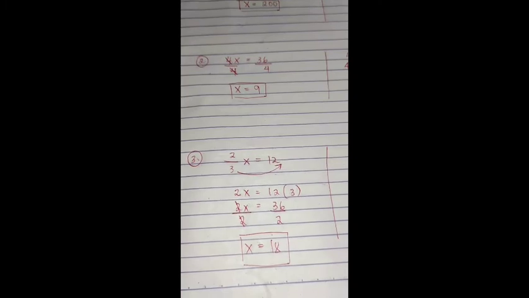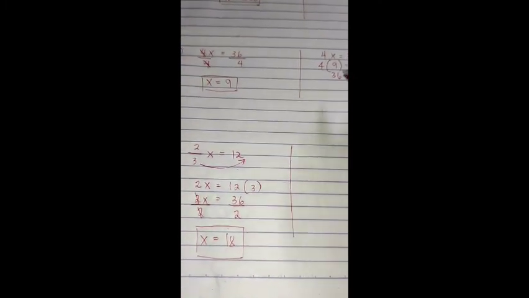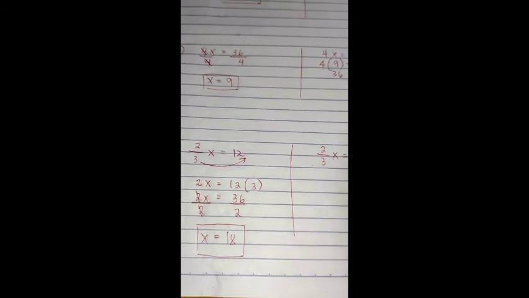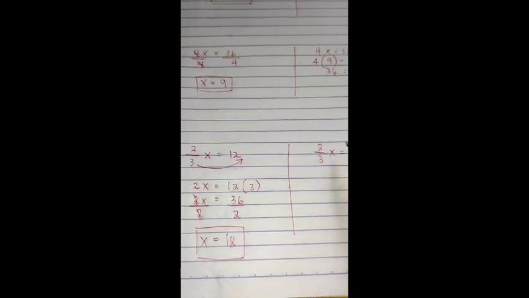Now, let's have a checking. So, gawin natin, 2/3 x is equal to 12. So, dapat kung anong i-multiply natin kay 2/3 dito, mag-i-equal siya sa 12. Okay, substitute natin yung value ng x, which is 18. So, 2/3 times 18 is equal to 12.